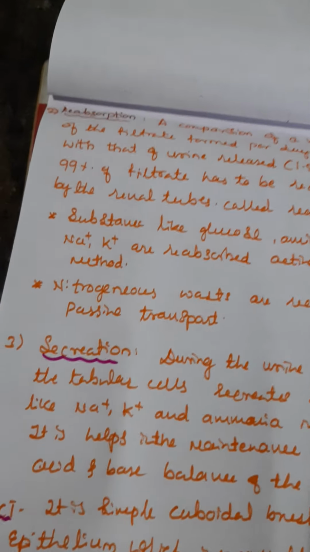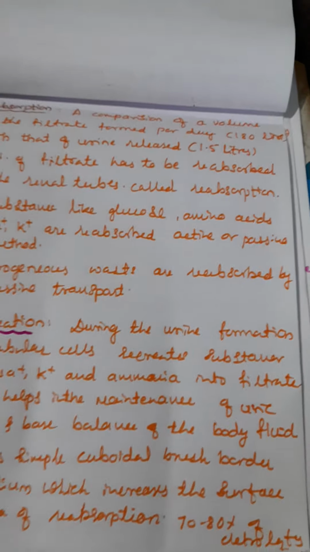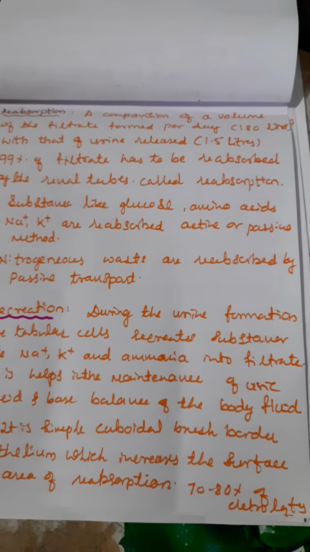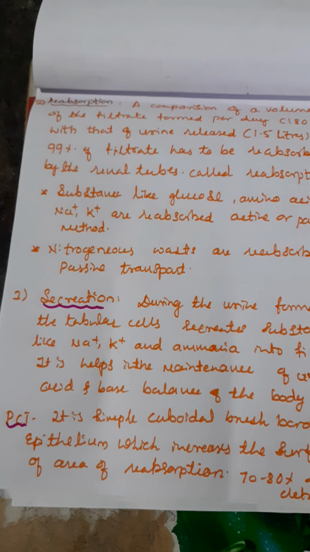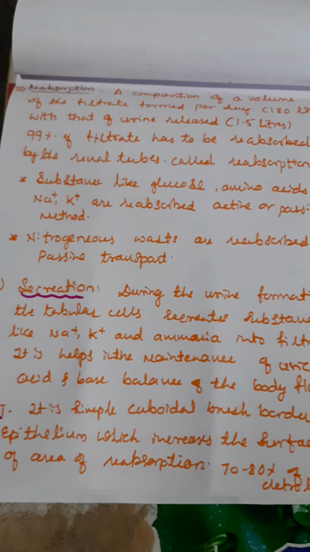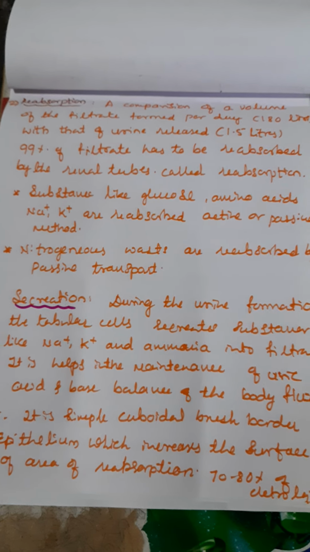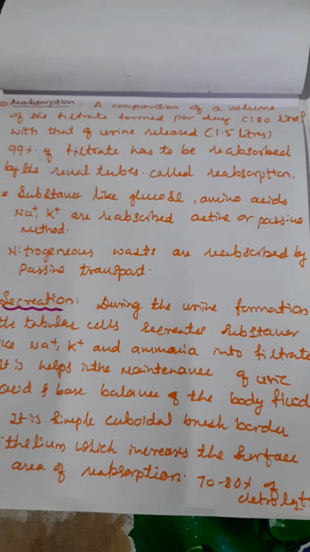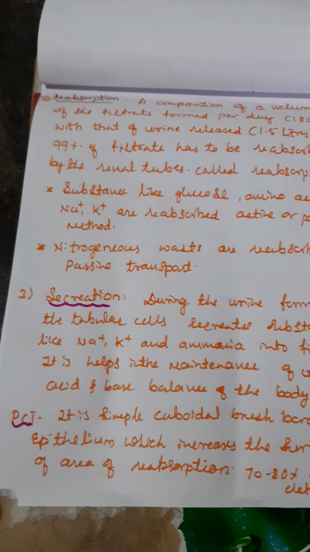This is the third step: secretion. During urine formation, the tubular cells secrete substances like sodium, potassium and ammonia into the filtrate. It helps in the maintenance of the acid and base balance of the body fluid.